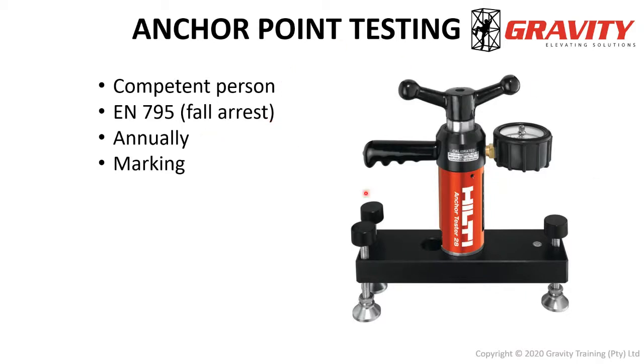Okay, now again, a lot of the same rules apply for anchor point testing. For those of you who don't know, testing of anchor points usually involves a hydraulic tester like this. So you connect this thing to your anchor point and you turn that handle and it pulls to a certain force, whatever the required force is. But again, all these tests have to be done by a competent person according to the standard relevant in your country. In our case, it's 795 for rope access anchors. They have to be tested annually, and they have to be marked again with the date of testing by a competent person. Same rules as with the installation: who, by, when, and the results of that test have to be kept on file as well.